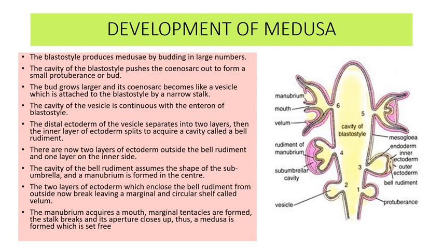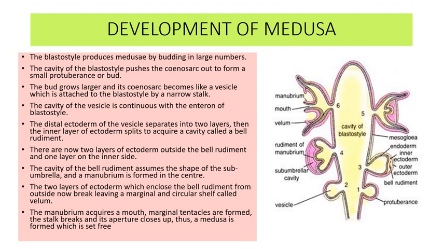This bud grows larger and its coenosarc becomes like a vesicle which is attached to the blastostyle by a narrow stalk. The cavity of the vesicle is continuous with the enteron of the blastostyle. The distal ectoderm of the vesicle separates into two layers. Then the inner layer of ectoderm splits to acquire a cavity called the bell rudiment. There are now two layers of ectoderm outside the bell rudiment and one layer on the inner side.